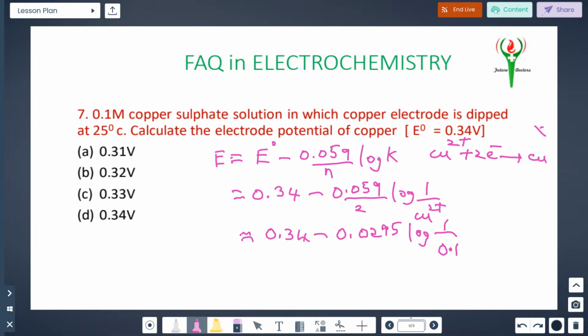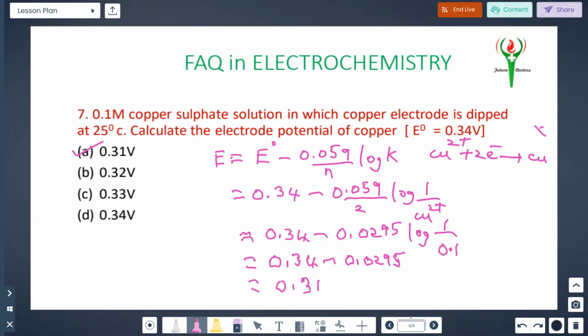You know that when it goes to the numerator, it becomes 10. This is denominator 10 power minus 1. When it goes to the numerator, 10. Log 10 means 1. So the answer, if you subtract this one, 0.34 minus 0.0295, then if you subtract, we get the answer around 0.31 something. So what is the answer? A is the correct option.